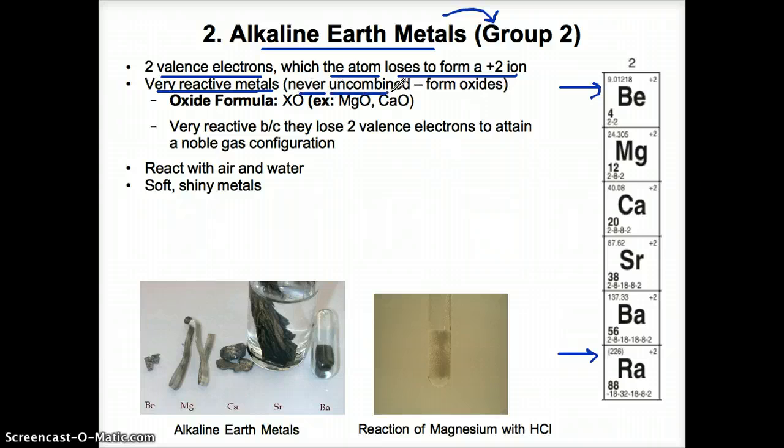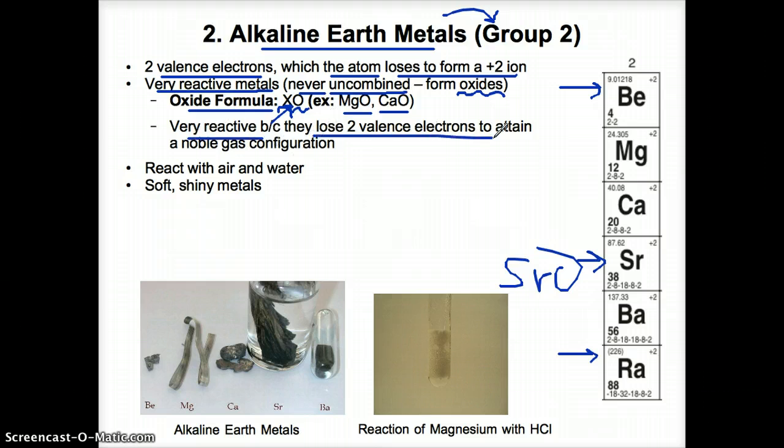Specifically, they're never uncombined in nature. Instead, when they're exposed to oxygen in the air, they will form oxides. Their oxide formula is XO, where X is just the alkaline earth metal. For example, the oxide of magnesium, or Mg, would be MgO, the oxide of Ca, or calcium, would be CaO, and obviously if you follow that pattern, the oxide of strontium, or Sr, would be SrO, just plugging into XO.